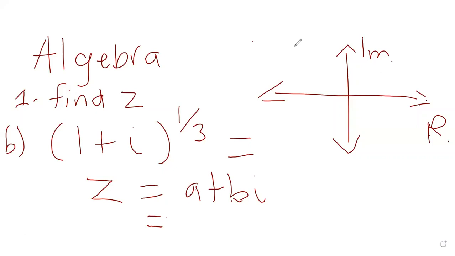So let me mark it out. Let's say 1, 2, 3, minus 1, minus 2, minus 3. Okay, so we have this.